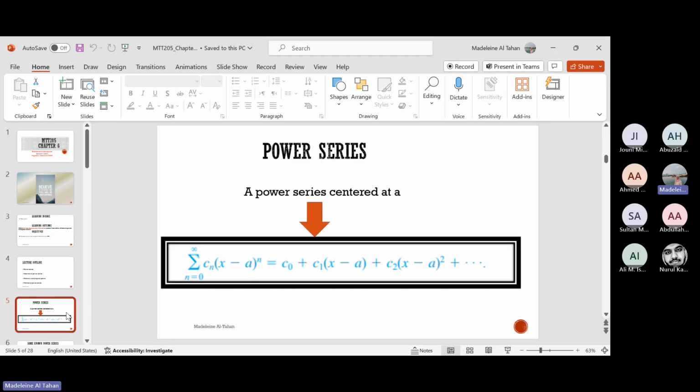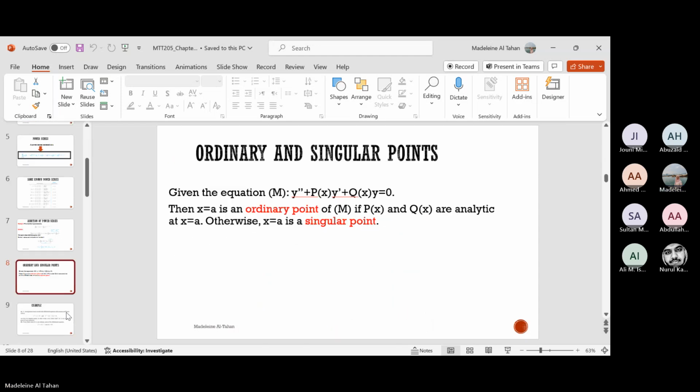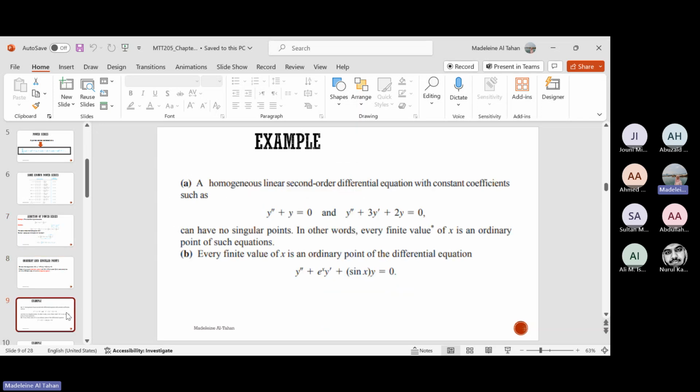So this is what we mean by power series. It has this shape. It looks like a polynomial, but without a certain degree. It means that n tends to infinity. And we said that in order to add two power series, first we should make them have the same power, and then the same starting value.